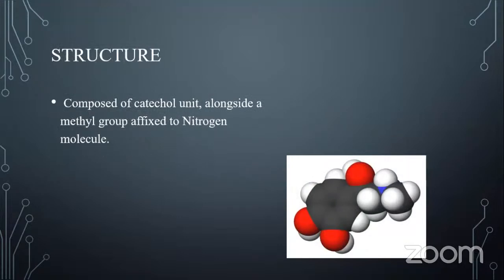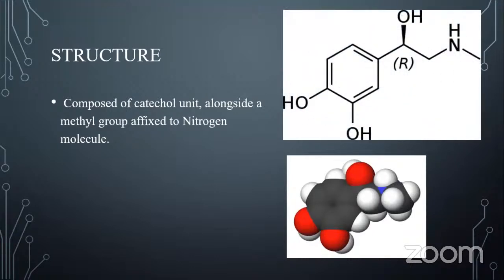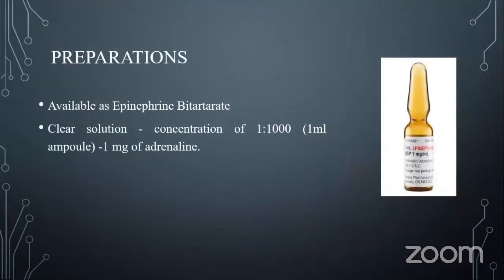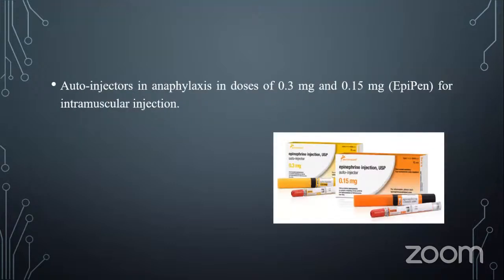The structure of adrenaline is composed of a catechol unit, which is a benzene ring with 2 hydroxyl groups, along with a side chain with a methyl group affixed to the nitrogen. Preparations: it is available as epinephrine bitartrate. It is a clear solution; 1 ampule of adrenaline contains 1 ml in a concentration of 1 in 1000. It is combined with local anesthetic solutions in 1 in 2 lakh concentration, and may be as high as 1 in 80,000 with lignocaine 2% for dental injections.